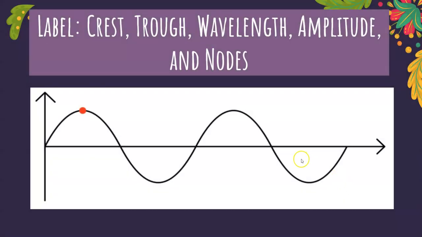Alright, so go ahead and take a second on your paper and label the parts of the wave. You can use the previous slide if you need to, but go ahead and label the different parts of the wave. Something that is not on there is nodes. So nodes are where the point of the wave meets this resting point.